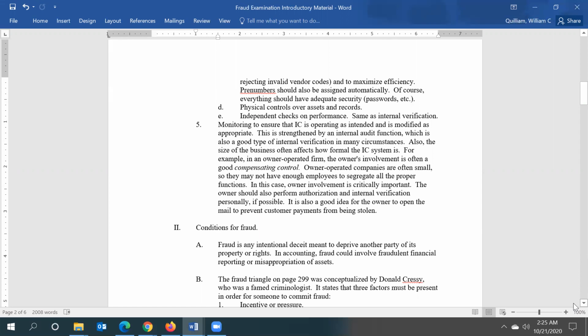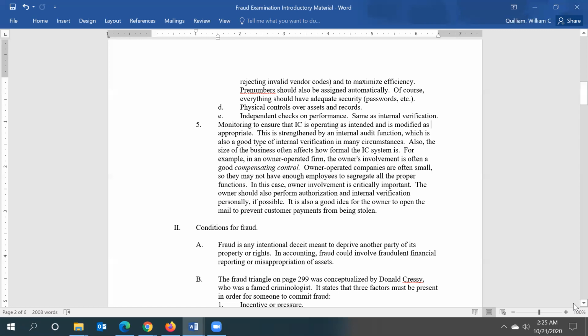So instead of coming from the outside, an outside CPA firm that is, as external auditors would, internal auditors are employed by the company itself. Also, the size of the business often affects how formal the internal control system is.